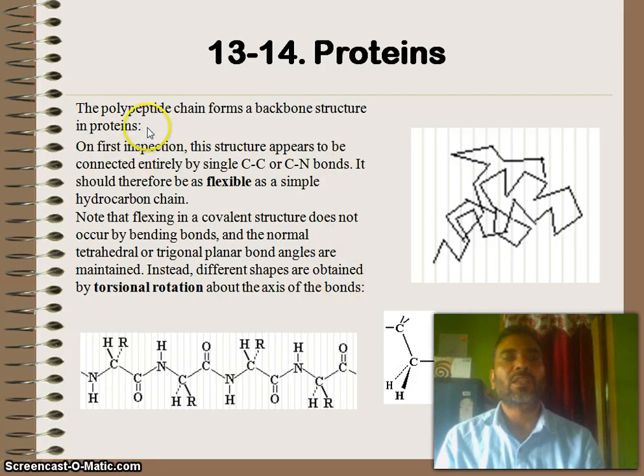Now protein. The polypeptide chain forms a backbone structure in proteins. On first inspection, this structure appeared to be connected entirely by single carbon-carbon or carbon-nitrogen bonds. It should therefore be as flexible as a simple hydrocarbon chain. You see, note the flexing in a covalent structure does not occur by bending bonds. The normal tetrahedral or trigonal planar bond angles are maintained; instead different shapes are obtained by torsional rotations about the axis of the bond. These torsional rotations, you see.